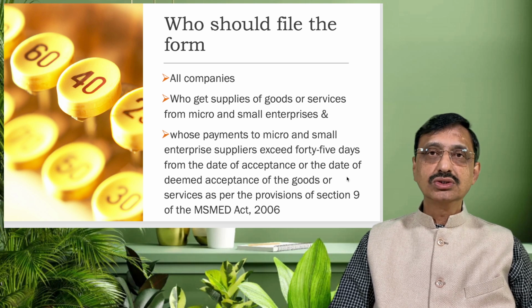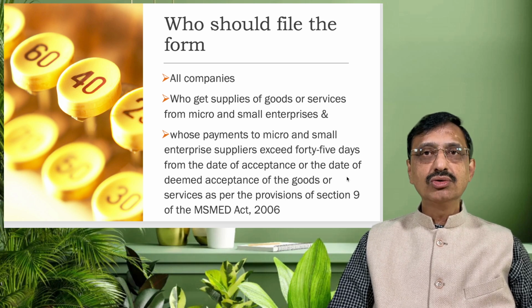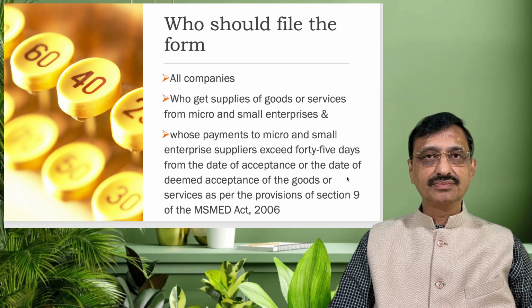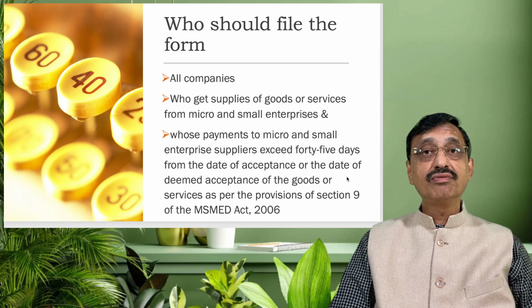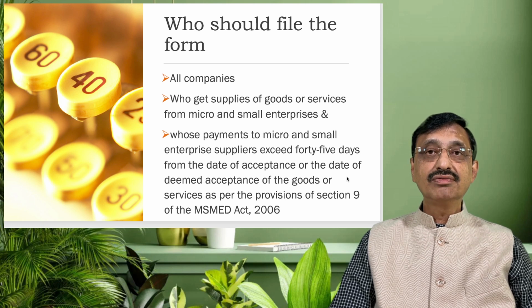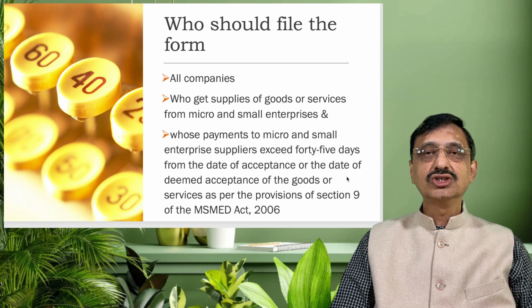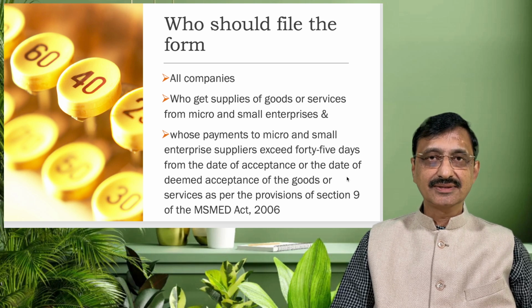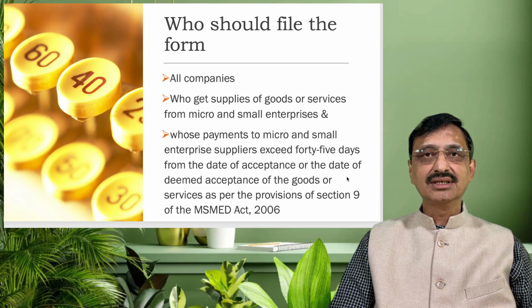All companies, of course, those companies have to satisfy twin conditions. What is the first condition? They get supply of goods or services from micro and small enterprises. Mind you, medium enterprises is not covered, and the payment is due to them beyond the period of 45 days from the date of acceptance of such goods or services, or from the date of deemed acceptance of such goods or services as may be provided under Section 9 of the MSMED Act 2006. So any company who satisfies these two conditions, they have to furnish MSME-1 form.